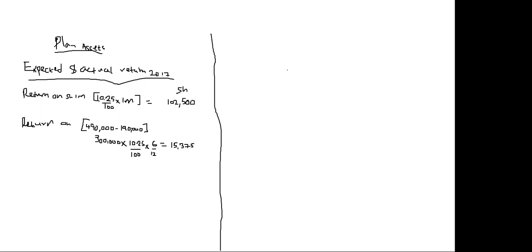So now if you add these two, what will it give us? So that will be the expected and the actual return for 2017. So can you add them? 117,875. Okay.